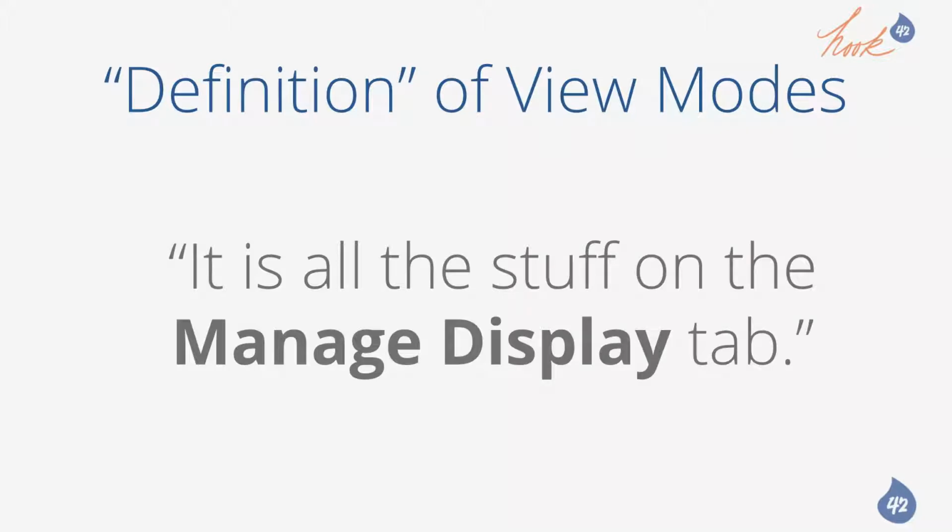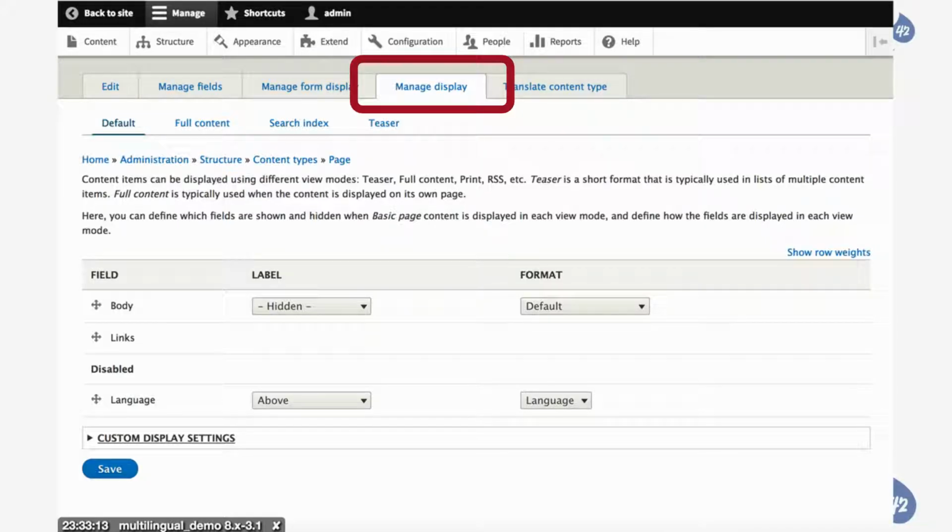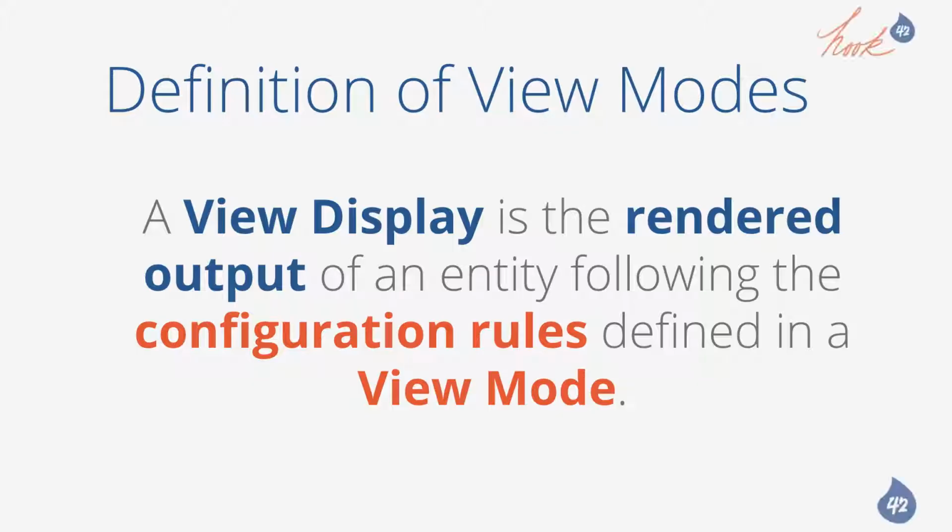So the rough, casual definition of view modes is all the stuff on the Manage Display tab. Who's seen the Manage Display tab in Drupal? Okay, all the hands raised. Great. So it's this tab in Drupal. This is a Drupal 8 screenshot, but there's a Manage Display in Drupal 7 as well. If you've ever touched this Manage Display tab, you have been working with view modes. And you can see on this screen that there's a full content, search index, teaser, and default view mode.